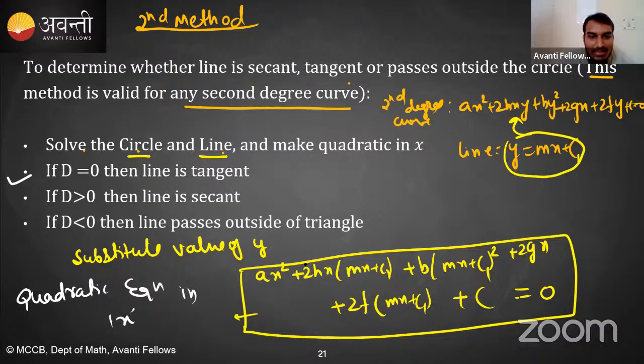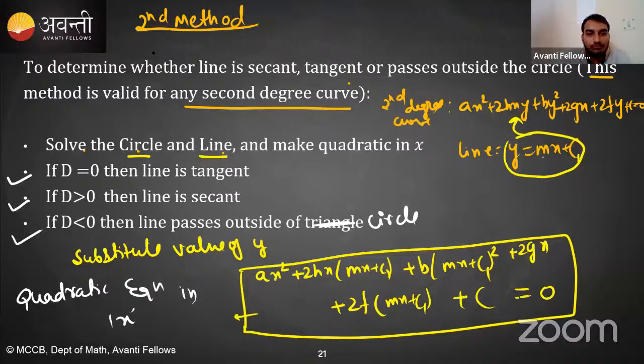And if this line is secant to this curve, it means the line will intersect our circle at 2 points. So when I solve this, I should get 2 values of x, right? So this is possible when d is greater than 0. And if this line is passing outside of the circle, then when we solve this line and circle, we should not get any values of x, means there should not be any root. In that case, d is less than 0.